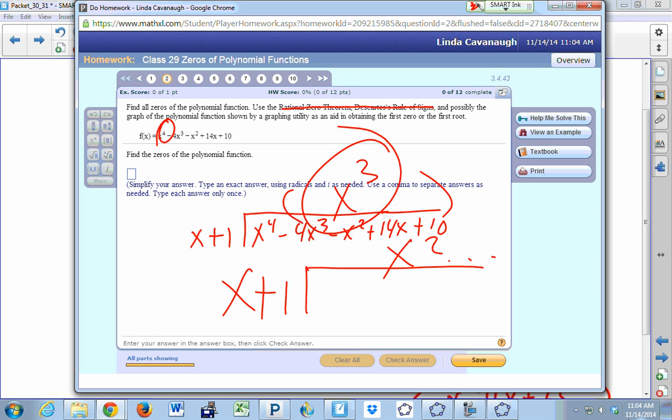If you have a 4th degree, you're going to have to use your graphing calculator or your GeoGebra twice till you get to a quadratic to solve it. If you had a 5th degree there, you'd have to use your graphing utility 3 times before you could get to a quadratic. Because once we get a quadratic, we're okay. We can use the quadratic formula to finish it off.